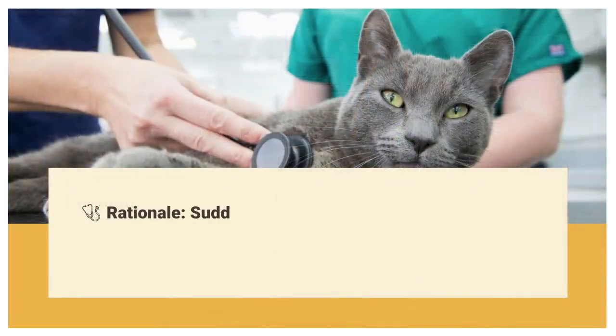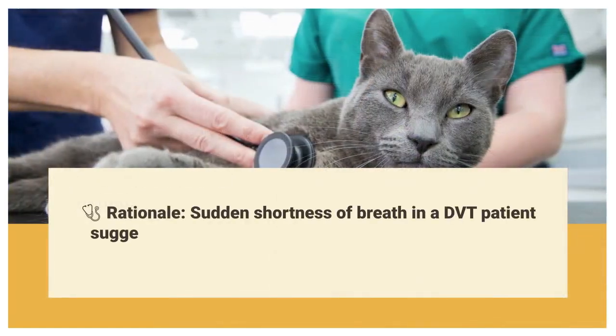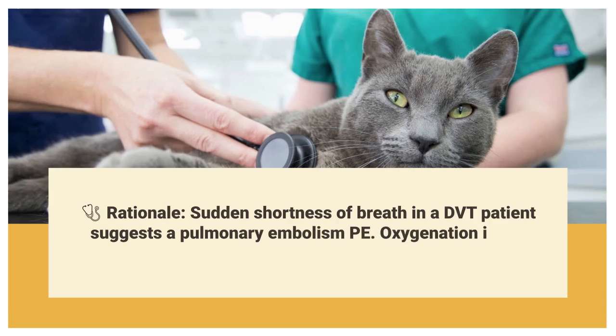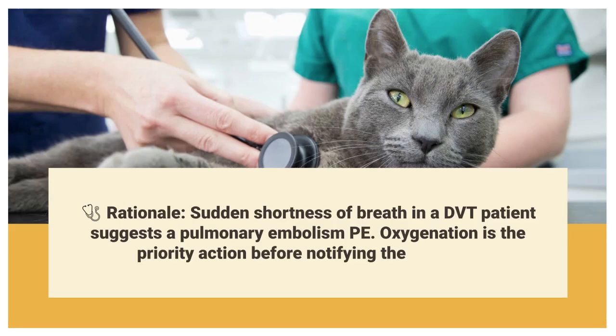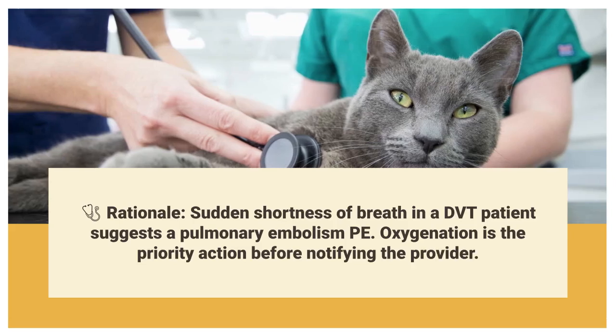Sudden shortness of breath in a DVT patient suggests a pulmonary embolism, or PE, and oxygenation is the priority action before notifying the provider.